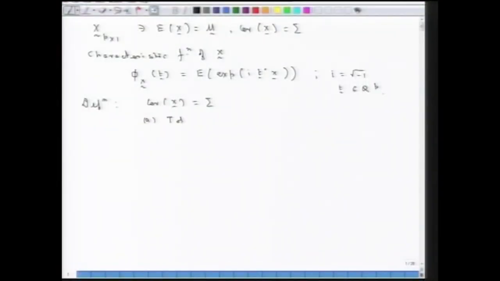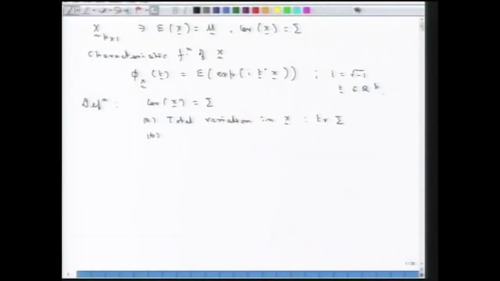Now, in order to summarize the information present in the covariance matrix, two quantities are defined. The first is the total variance, or total variation in x, which is given by the trace of the sigma matrix. It condenses the information in the covariance matrix into a single quantity. The second quantity of interest is the generalized variance of the random vector x, which is given by the determinant of sigma. So, once again, it condenses the information in the covariance matrix sigma into single quantities, either the trace of sigma or the determinant of sigma.